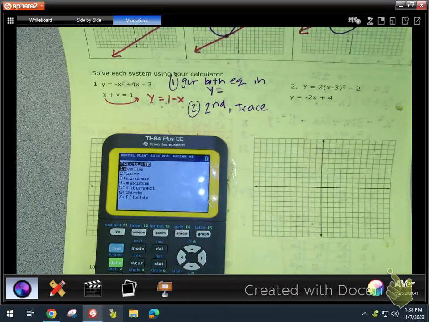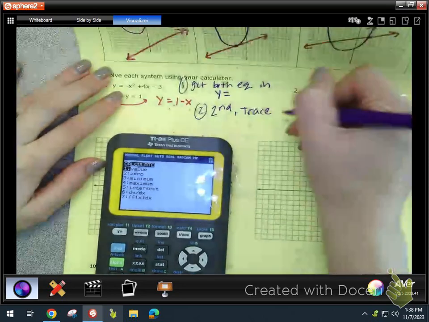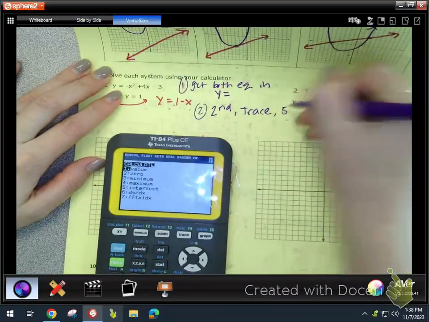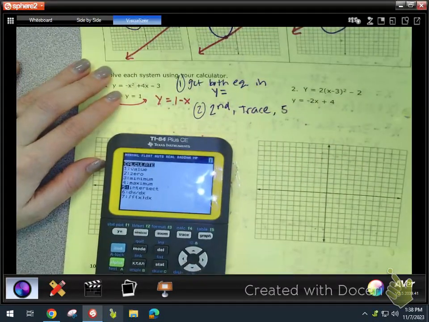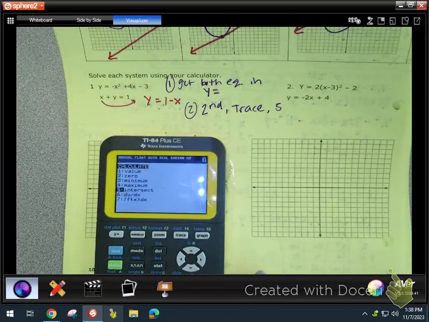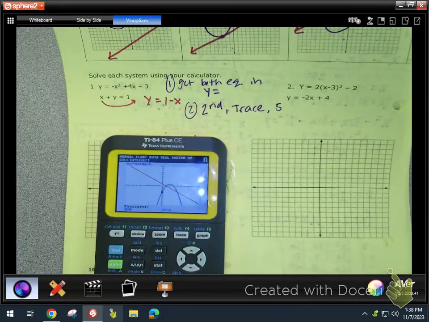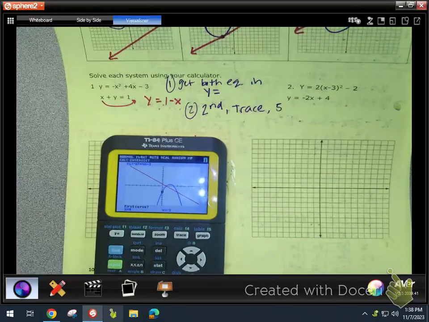2. So that means we're going to repeat this process 2 times. So choose number 5, which is intersect. You can press 5, you can scroll to 5 and press enter. And then I really want you to pay attention to what your calculator is saying at the bottom. Especially moving forward to our next lesson, you've got to be able to understand what the calculator is asking you to do.